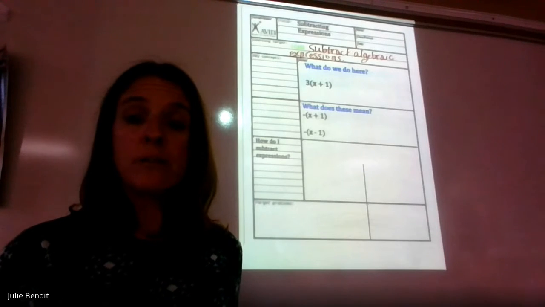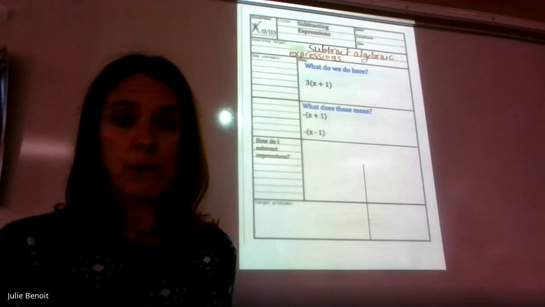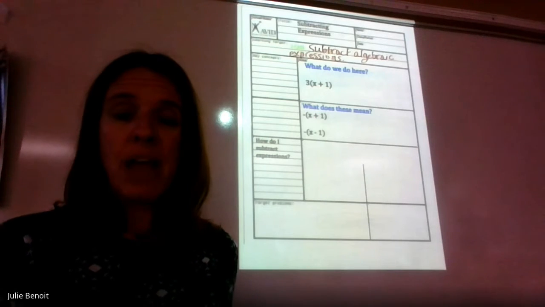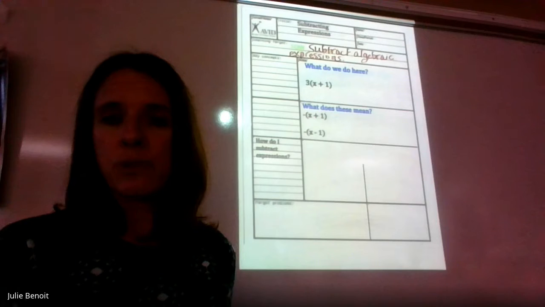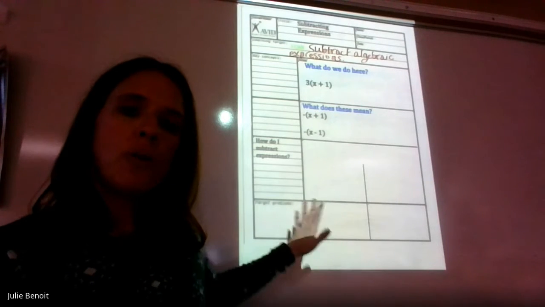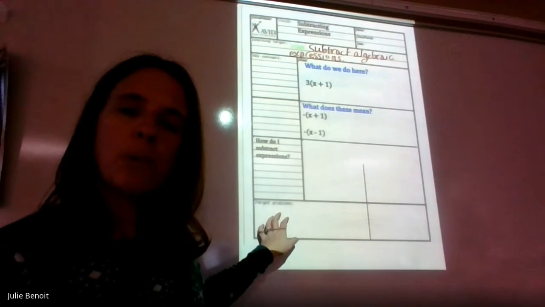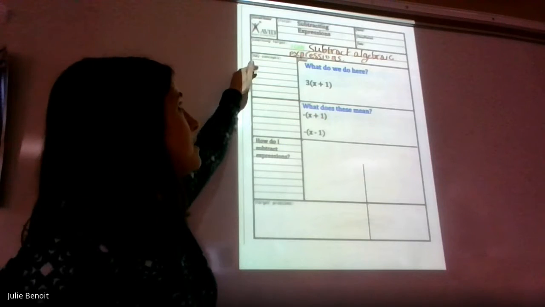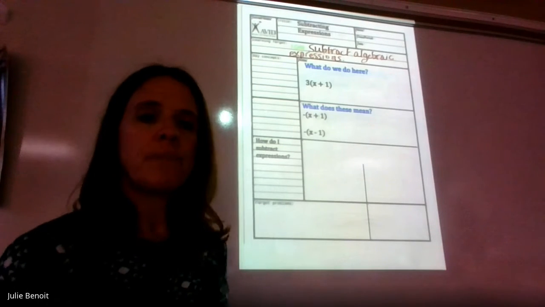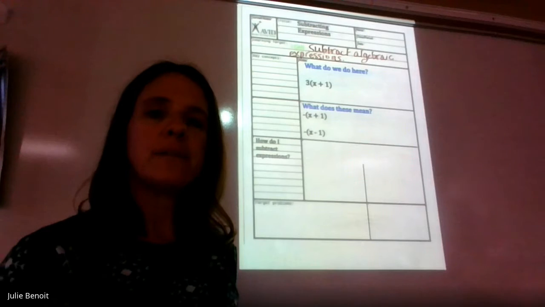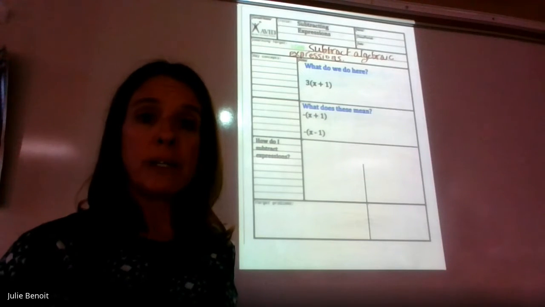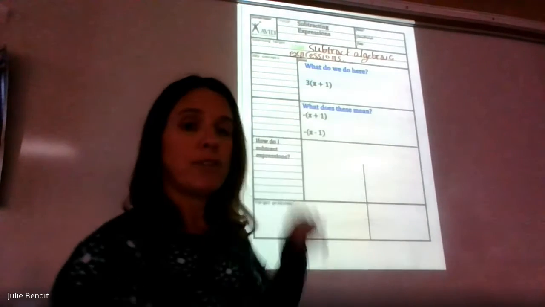We are going to work on subtracting algebraic expressions today. We've been simplifying and adding, and now we're going to throw subtraction in there. So open your notes if you have a copy of the notes. If not, open your learning log. Title is Subtracting Expressions, and the learning target is I can subtract algebraic expressions. So get that filled in.